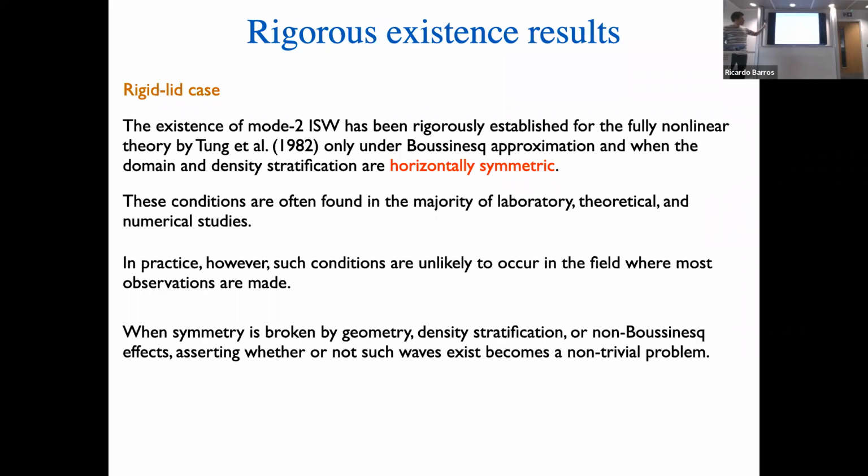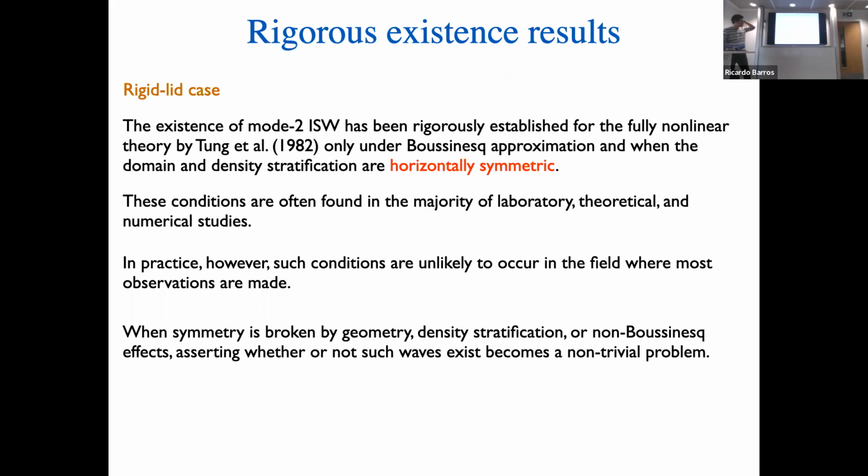First of all, while mode 1 internal waves have been established for a fairly general class of continuous density stratifications, for mode 2 you cannot do that, okay? You can only do that in a very idealized situation, which requires a lot of symmetry. In that case, you can actually build this solution. Typically, this is what was proven by Tung et al. in 1982, and since then we haven't done much better, okay? As a consequence, most experiments are done in those idealized situations for which people knew solutions were there, okay?